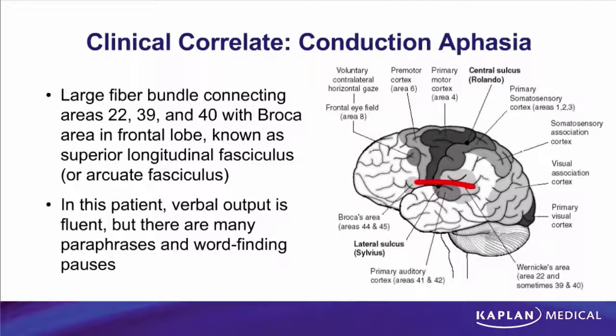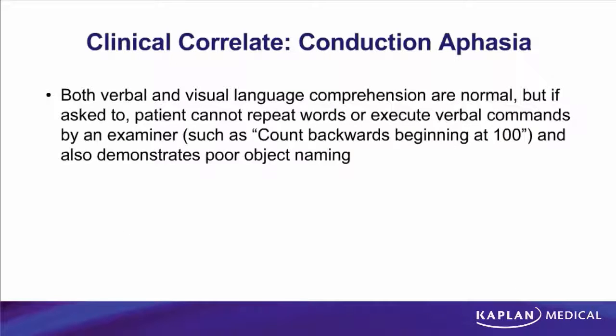So this is an example of a disconnect syndrome, as we will see on the next slide, where the language centers are intact, and really the patient cannot respond verbally to a question or a request that they fully understand. And just extending this conversation, because Wernicke's area and the angular gyrus are normal, oral and written comprehension are normal. But if asked to, the patient cannot repeat words or execute verbal commands, such as the examiner asking them, can you count backwards beginning at 100? Can you repeat the nonsensical phrase, no ifs, ands, or buts?